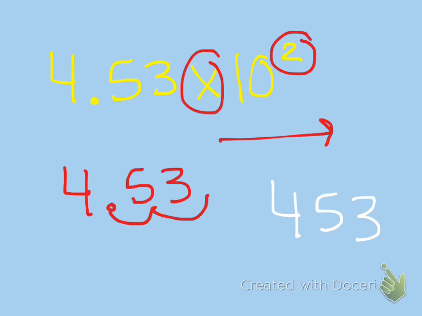453. The decimal, when it's at the end of your whole number, it's kind of imaginary. You can just ignore it. There's no other numbers behind it, so there's no reason to put it at the end. It just becomes a whole number, 453.